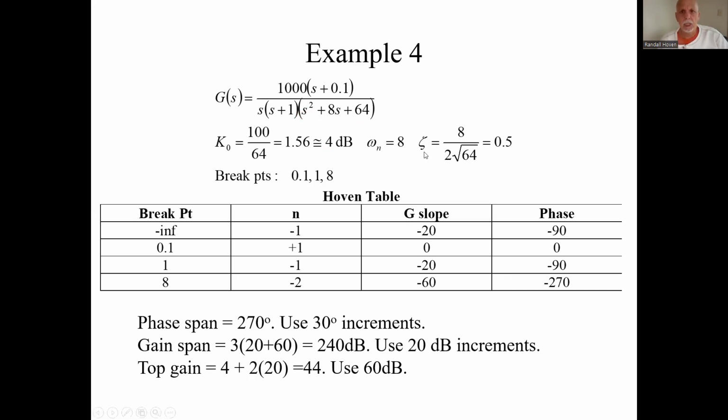There is a complex term, so we should calculate its zeta, and it's 0.5, which is big enough we could ignore it in this example.